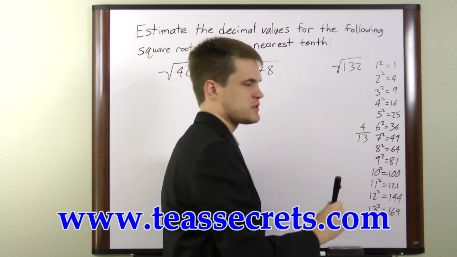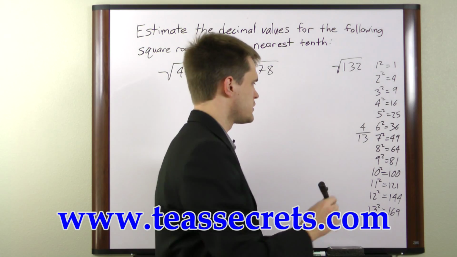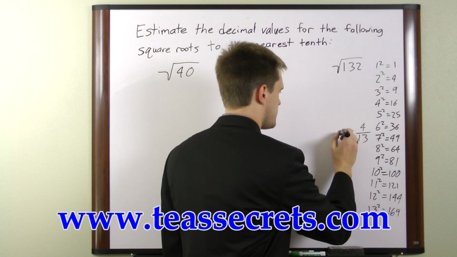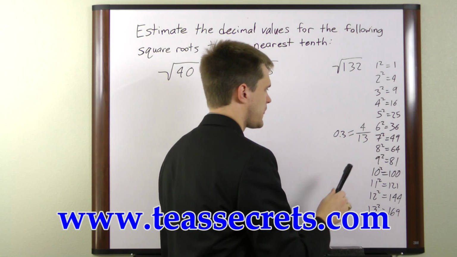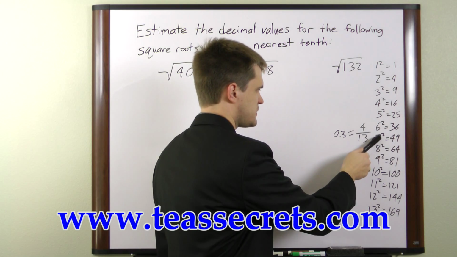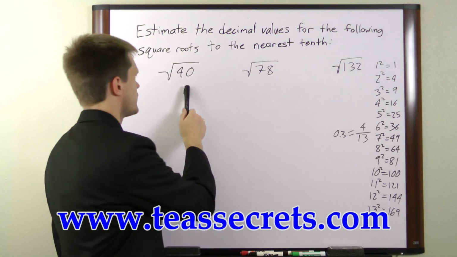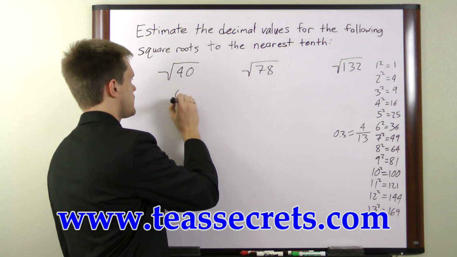So 4/13 is a little bit less than a third, so we're going to estimate that this is about 0.3. So we're going from 6 to 7, so our estimate for the square root of 40 is going to be 6.3.